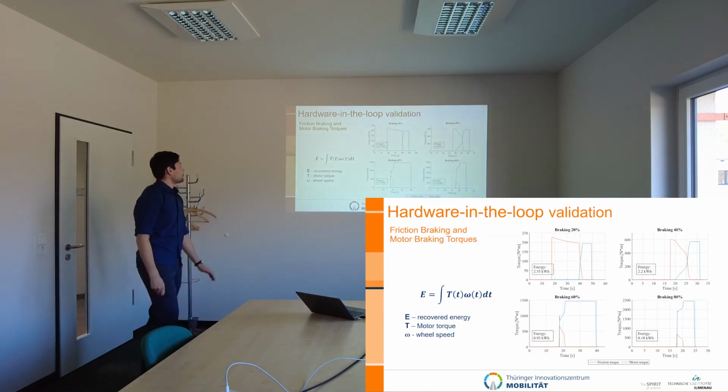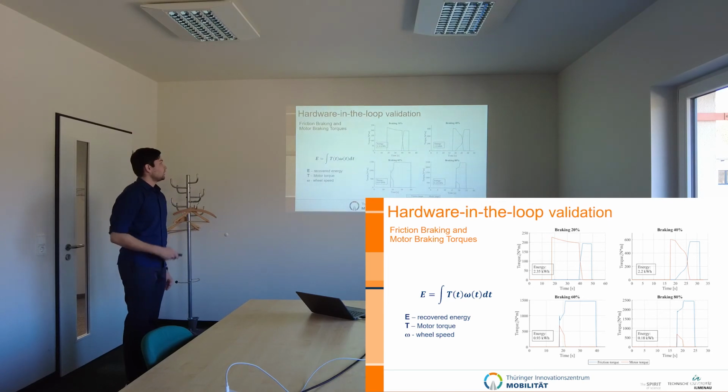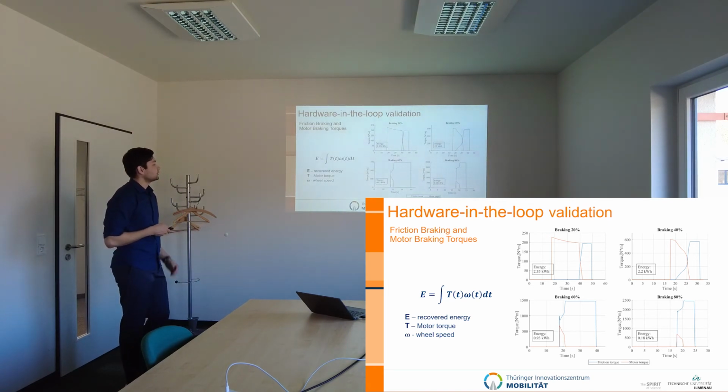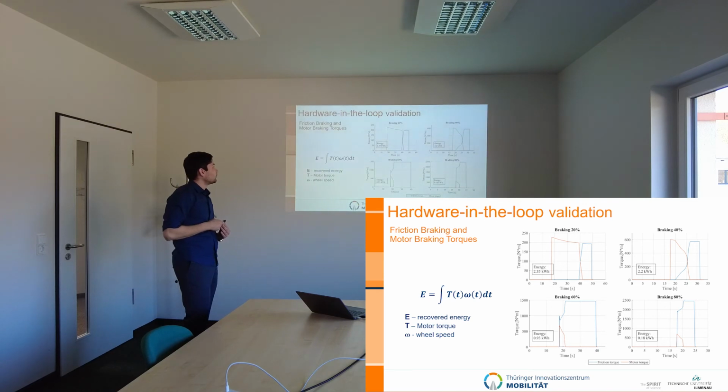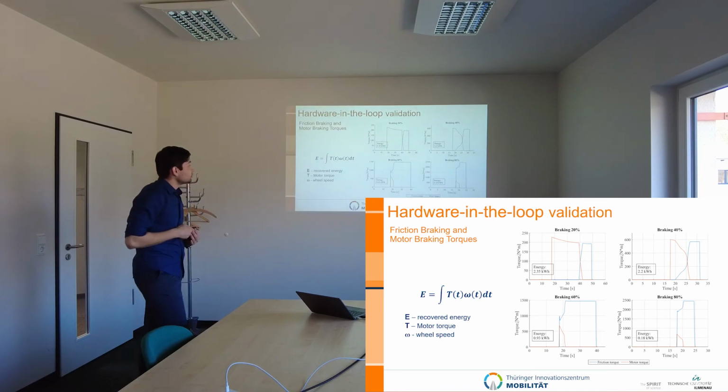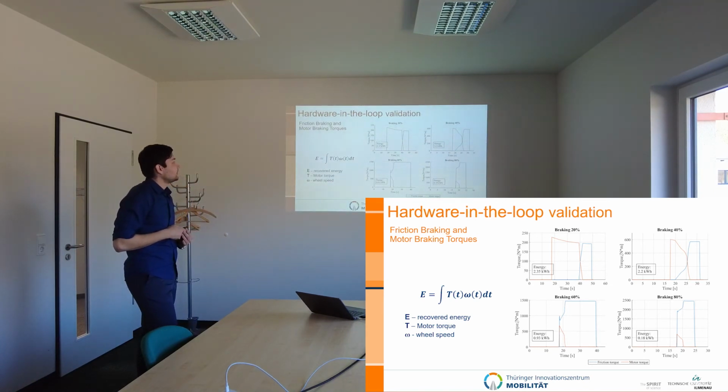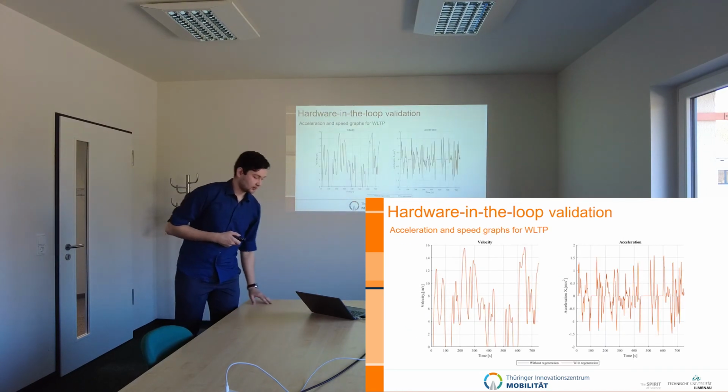Also, you can see here the calculated recovered energy and 4 graphs, where you can see friction torque and motor torque. For example, first of all, regenerative braking starts to work, and when it has done enough, the friction braking system takes over. And you can see the recovered energy in each experiment here. In the first, for example, we have a higher recovered energy, 2.35 kilowatt hours, than in the others.